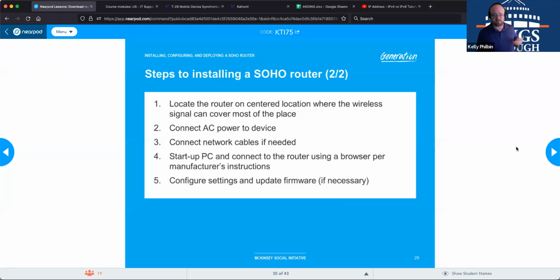One easy way to figure out how to connect to your router is to go into your command line and run ipconfig /all. When you see your gateway IP address, if you put that gateway IP address into the web address bar up here, you will log into your router. Then you would configure your settings from there, and you can update your firmware.